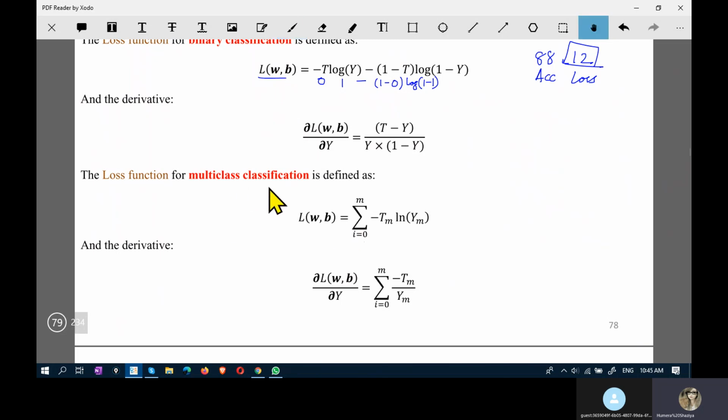And for multi-class classification, it's not just one true and one generated. You have i equal to 0 to m, where m denotes the number of classes. So for every class, it's the true value and the log of the predicted value, where y is predicted and t is true. This is for multi-class classification.